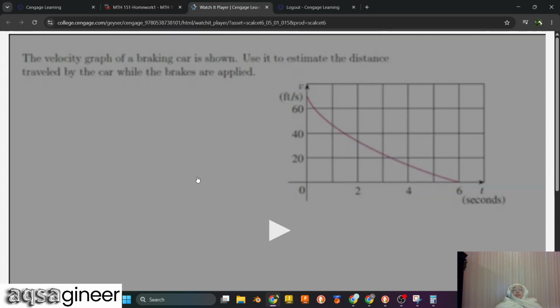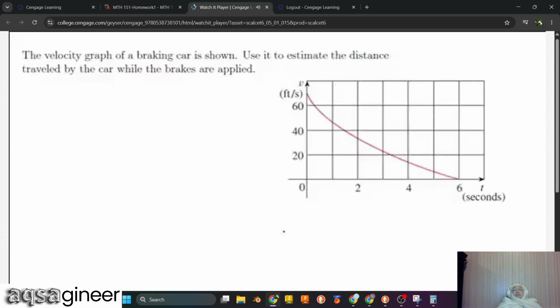Let's watch it. The velocity graph of a braking car is shown. Use it to estimate the distance traveled by the car while the brakes are applied. Okay, so we know that estimating the area underneath a velocity graph will give us an approximation of the distance traveled. But since our function is decreasing, a left approximation will be an overestimate, and a right approximation will be an underestimate.